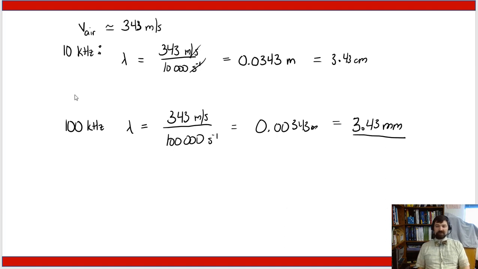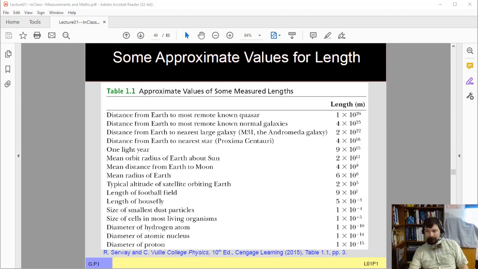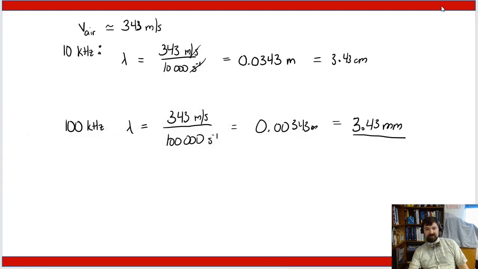So how big is a bug? Well, you might recall from my Physics 1 first lecture set that the length of a housefly could be approximated as about 5 millimeters. So that's 5 times 10 to the minus 3 meters. So 3.4 times 10 to the minus 3, 5 times 10 to the minus 3, we're looking at the same rough length scale here.